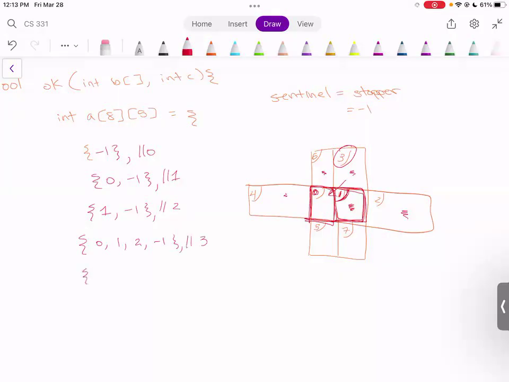Wait, why not 6? Because we didn't get to 6 yet. Right, this is only up to 3. So I'm only worrying about what I did put. It's making the computer do less work.